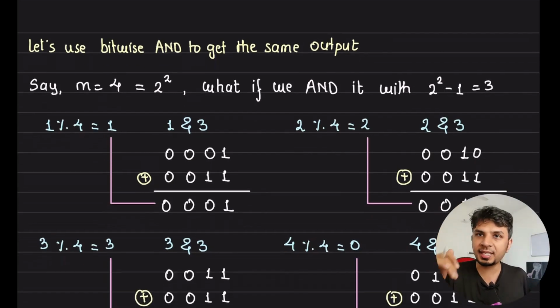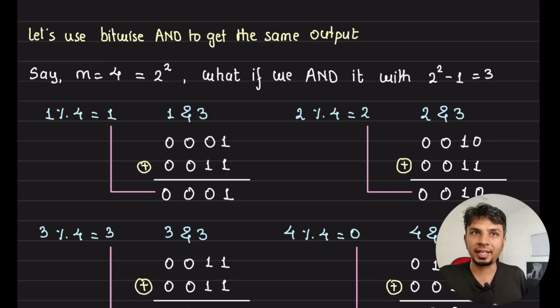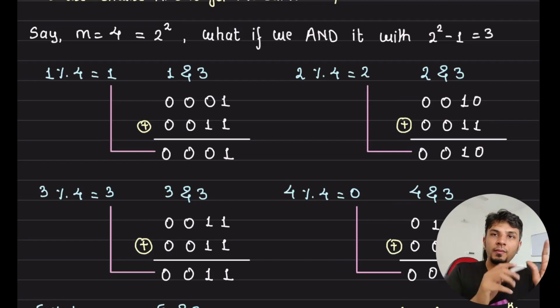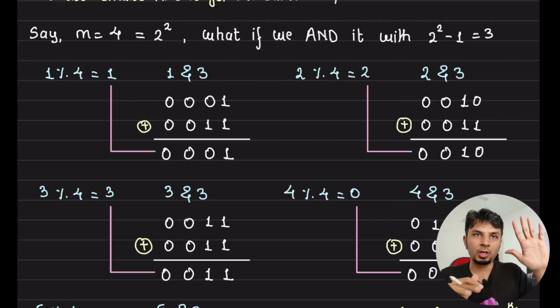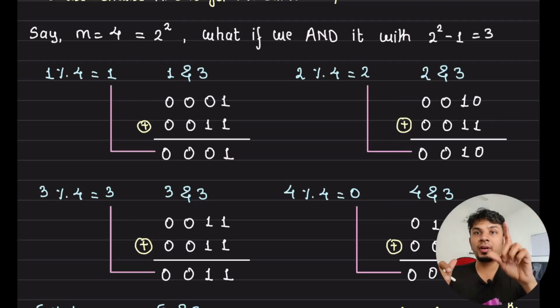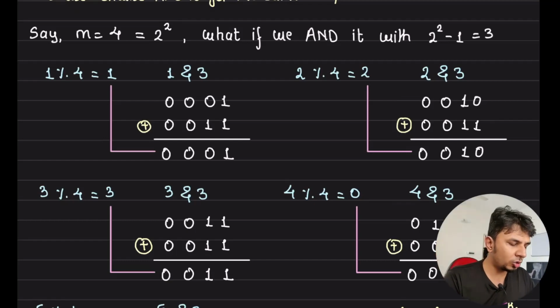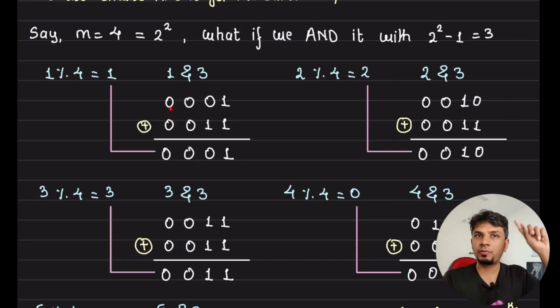So let's take a look at what output it generates. 1 mod 4 is 1, right? Can we get the same output with 1 AND 3, where 3 is 4 minus 1? 1 is 0, 0, 0, 1 and 3 is 0, 0, 1, 1. When I take an AND of this, I get 0, 0, 0, 1, which is 1, the same as 1 mod 4.